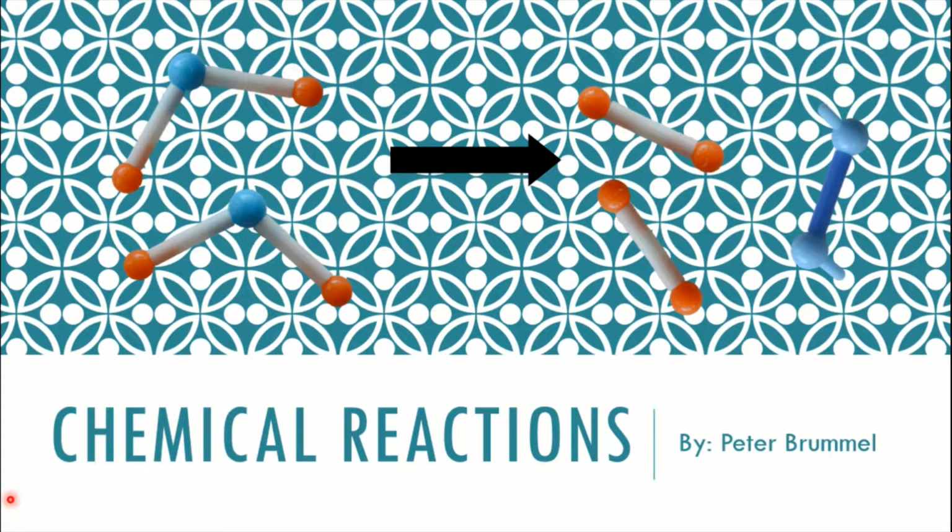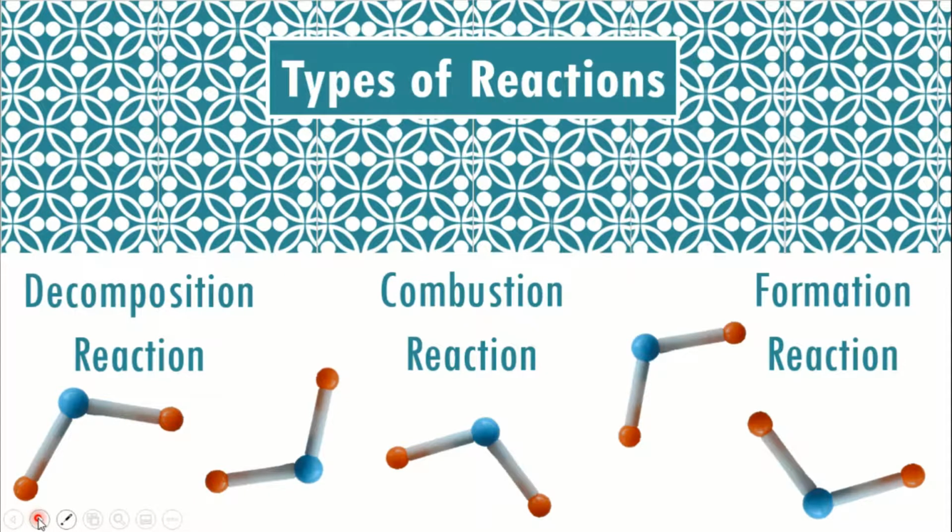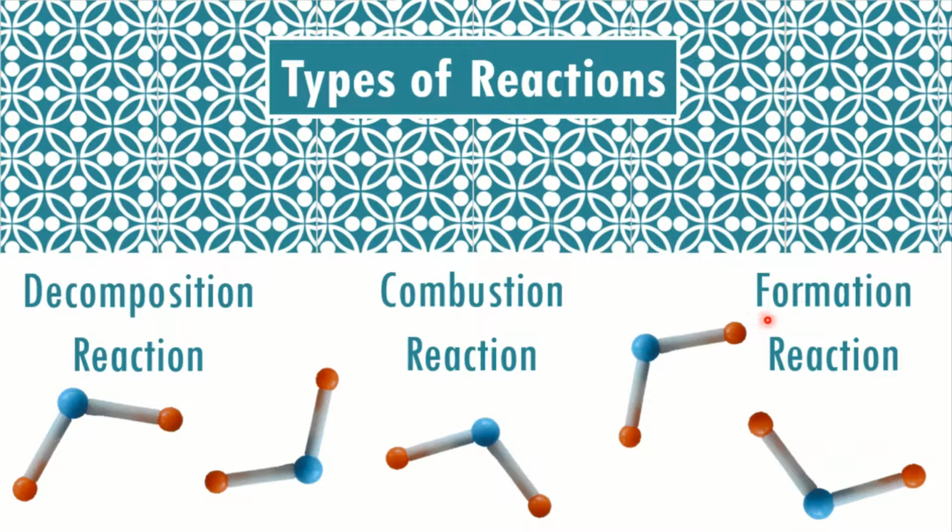We'll look at some various reactions and we'll begin to classify them into some main types of reactions. So let's begin. There's three main types of reactions. One is called a decomposition reaction. It basically decomposes things and makes them simpler. There's another called a combustion reaction, which is when things burn, and a formation reaction, when things are formed. So let's look in more detail at what each of these reactions does.